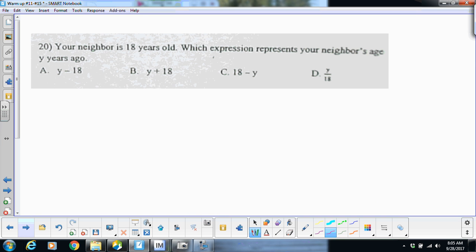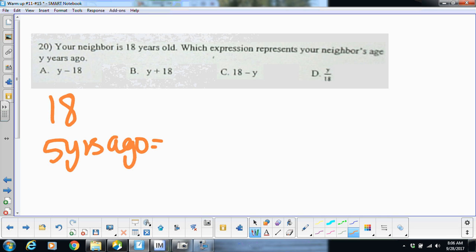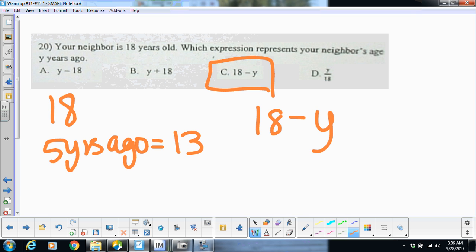All right, the last one I'm going to do on your homework is number 20. Your neighbor is 18 years old, which expression represents your neighbor's age y years ago. A lot of times, if you want to talk yourself through these things, if you are 18 years old, and 5 years ago you would have been 13. How do we go from 18 to 13? You do 18 minus the number of years.